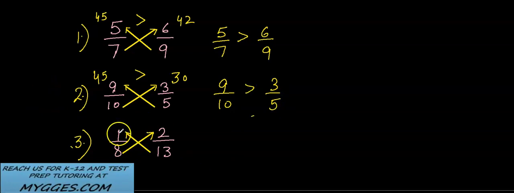In the next one, 1 times 13 gives us 13. And 2 times 8 is 16. So 16 is bigger than 13. That means 2/13 is greater than 1/8.